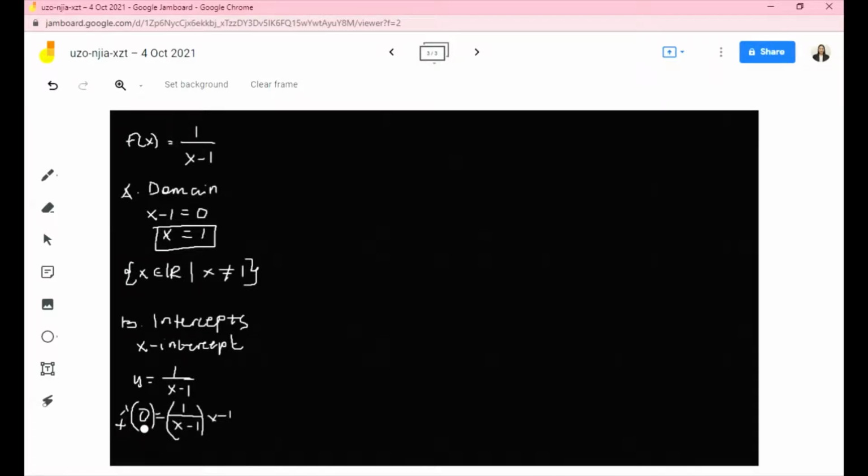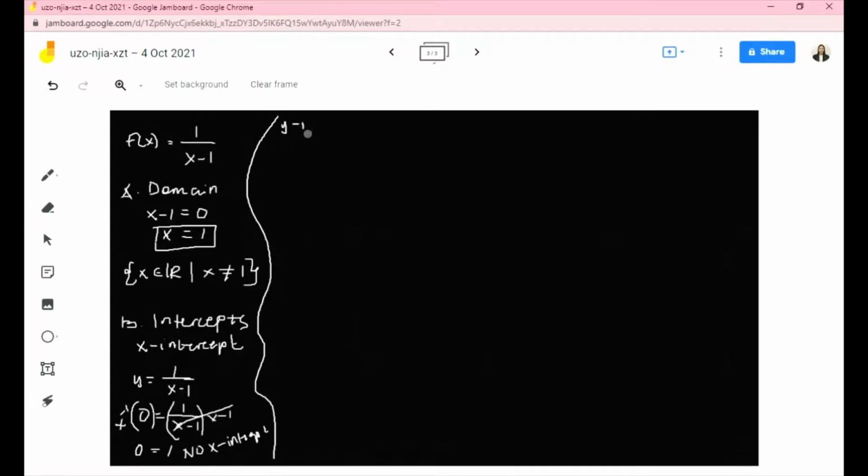0 times x minus 1 is 0, and on the other side, we are left with 1. Take note that we're left with 0 and 1. The variable x is eradicated. This means that there is no x-intercept, or the x-intercept does not exist. Now let's continue with the y-intercept.